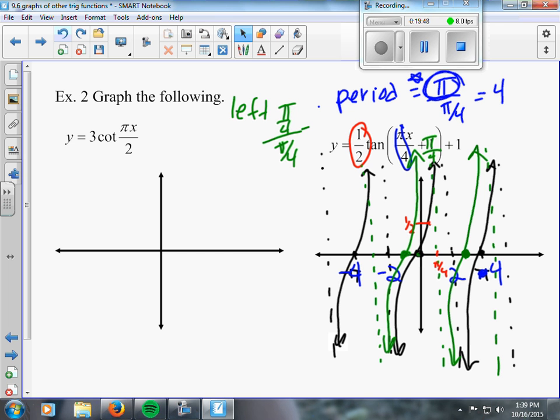All right, I am going to let you do this one. It's just a period change, and then it's stretched out a little bit. This point is no longer at 1. It's going to be at 3.